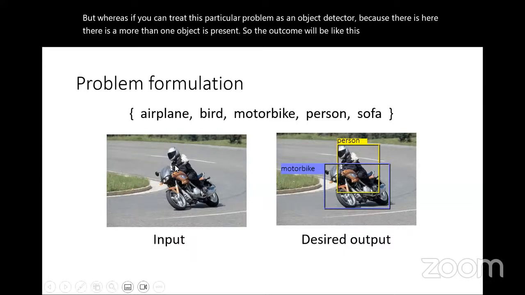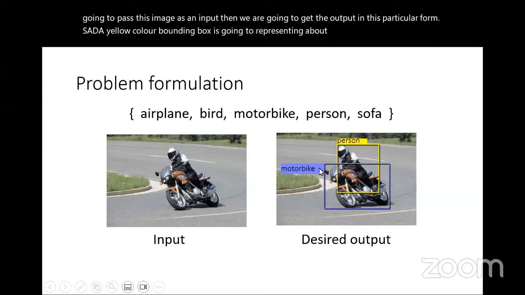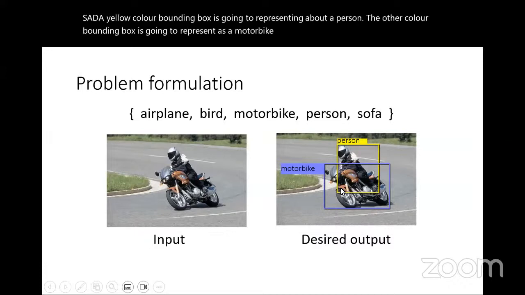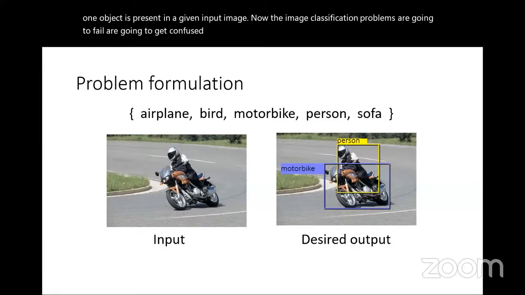Whenever we pass this image as an input, we get the output in this form. The yellow bounding box represents a person. The other colored bounding box represents a motorbike. That means whenever more than one object is present in a given input image, image classification problems are going to fail and get confused. So the extended versions help us get the desired or robust outputs.